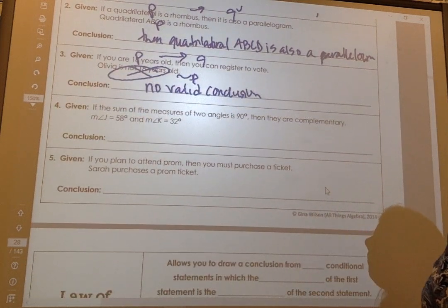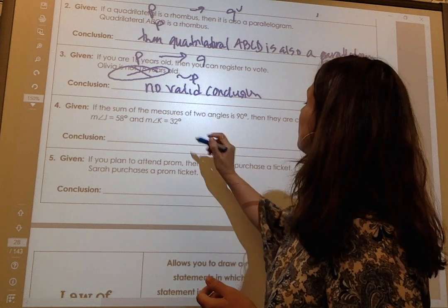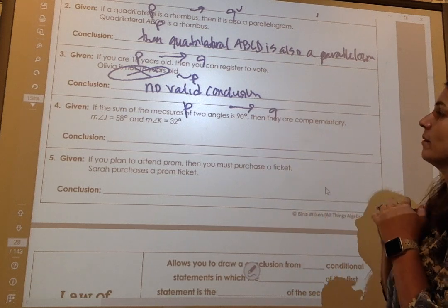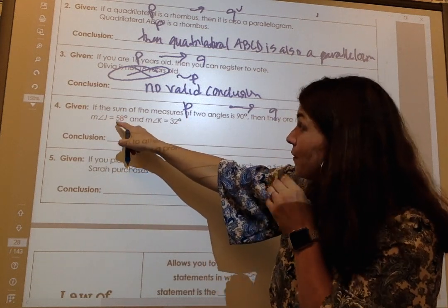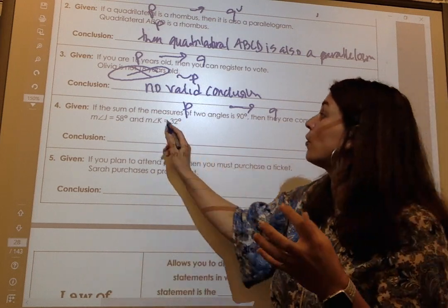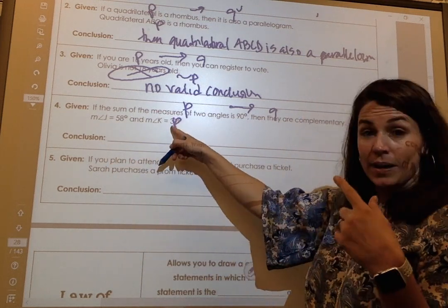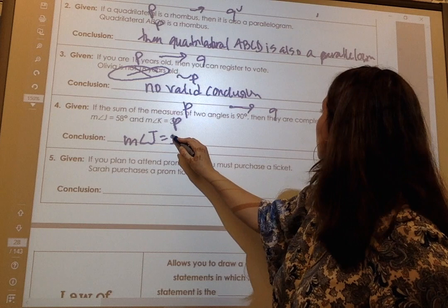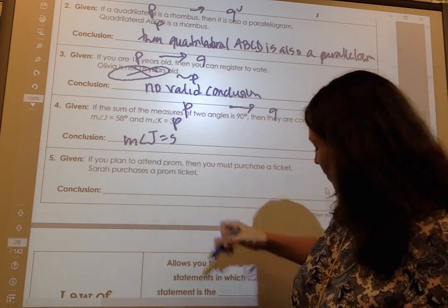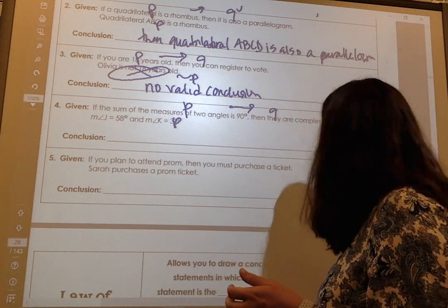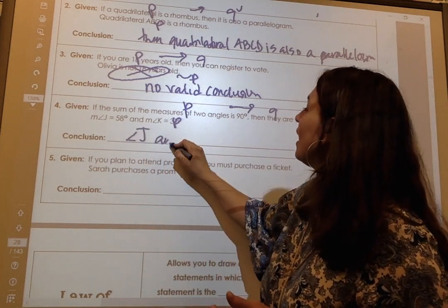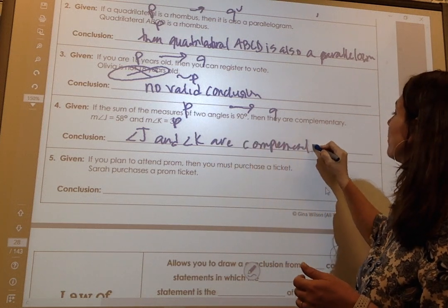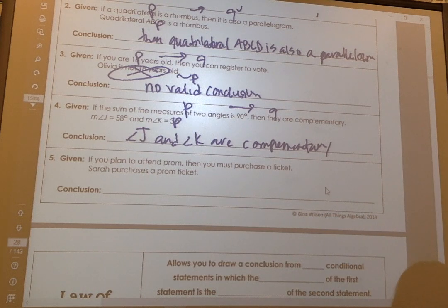All right, let's look at another one. Number 4. If the sum of the measures of two angles is 90 degrees, then they are complementary. Angle J is 58 degrees and angle K is 32 degrees. Those are 90 degrees. So my P statement is true. Given my P statement, now I can say angle J, I don't even have to say the measures. I can now say that angle J and angle K are complementary. Both of those angles are complementary.